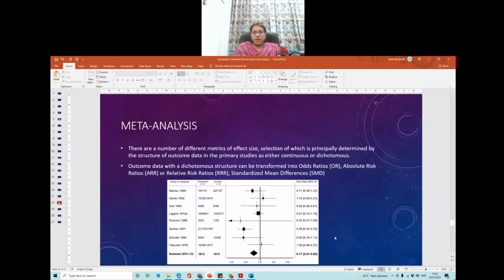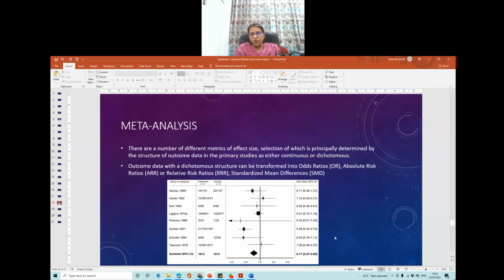There are a number of different metrics or effect sizes, the selection of which is principally determined by the structure of the outcome data. If the input data is in continuous form, then the outcome would be different. If it is dichotomous data, then the outcome would be different. Outcome data with a dichotomous structure can be transformed to OR, absolute risk, or relative risk. For continuous data, it is the standard mean difference. So this is just an example. There are multiple other ways where you can get the output.